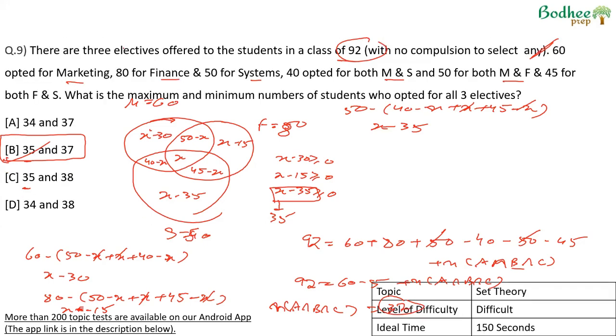Again, level of difficulty was actually a difficult question, conceptually, about 2.5 minutes to solve.